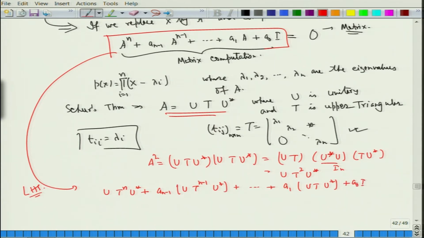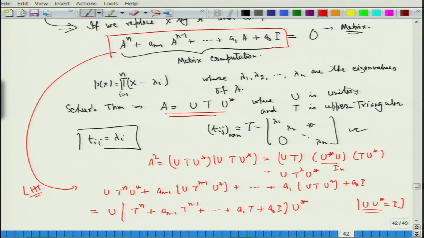This is what the left hand side is, fine. So this is same as the left hand side is also equal to, I can take out a u outside, t to the power n plus a n minus 1 t to the power n minus 1 plus so on, plus a1 of t plus a0 of I times u star, because u times u star is identity. U was a unitary matrix, all right. So this is how unitary matrices are very helpful to us, that we can do a lot of things.